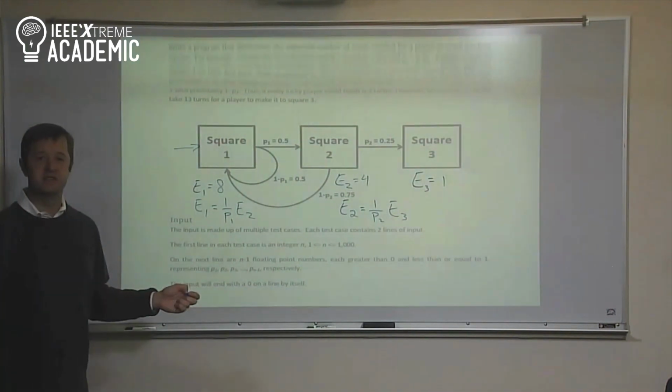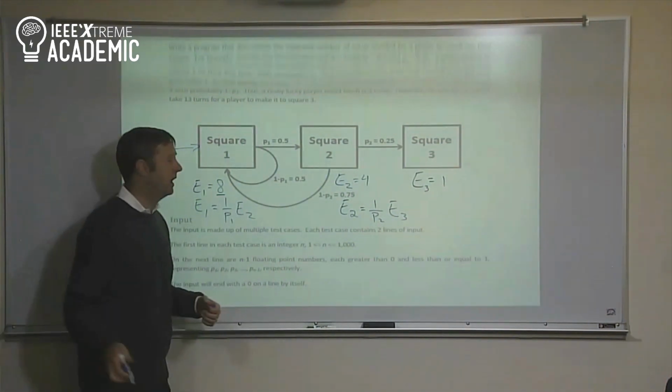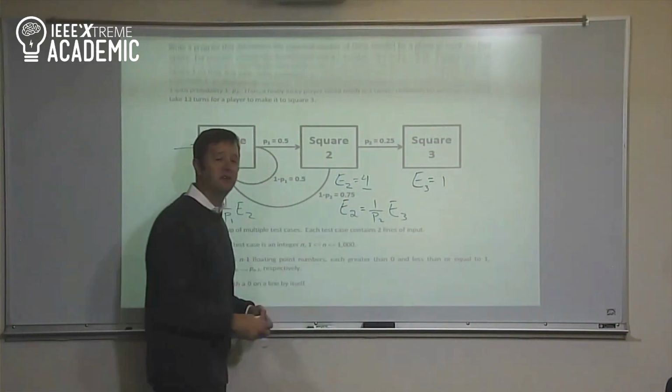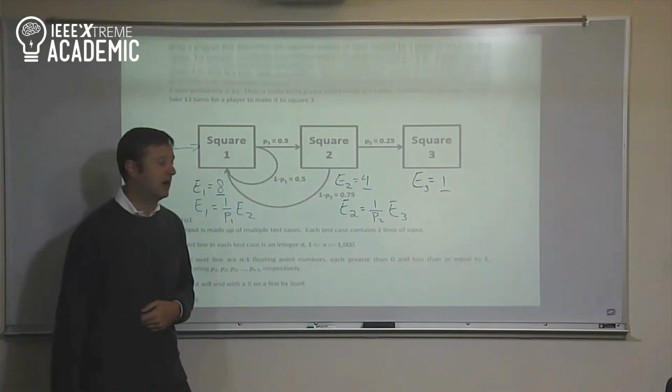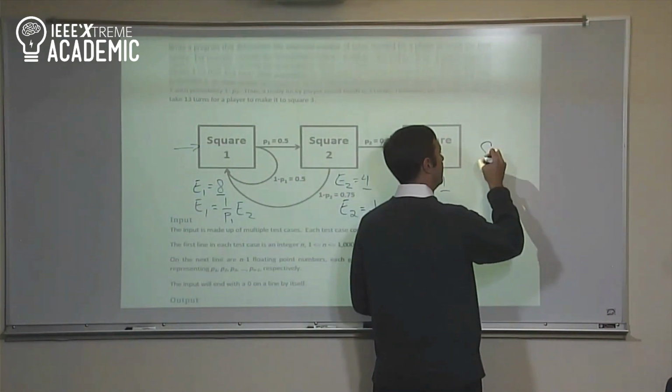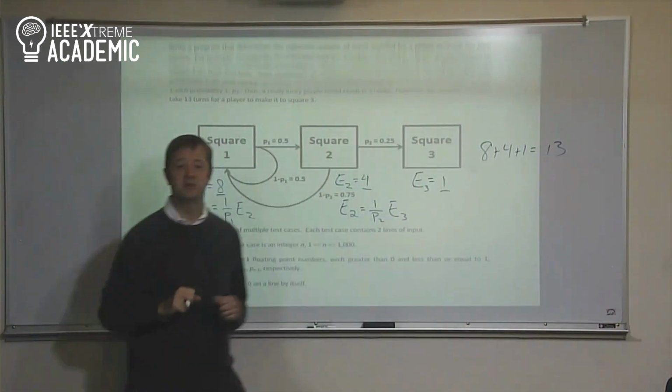So then, what's the solution to the problem? It's simply the expected number of times that we're going to be in square 1, plus the expected number of times we're going to be in square 2, plus the expected number of times you're going to be in square 3: 8 plus 4 plus 1, or 13.